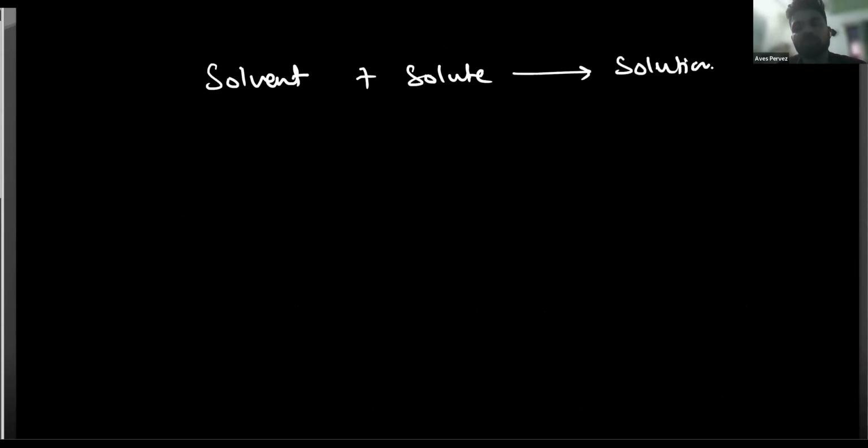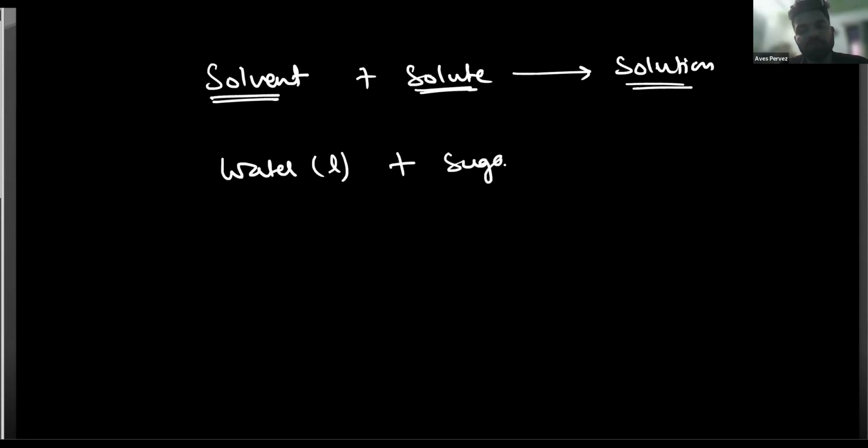Now moving to the next portion: solutions. When a solution is formed, there is always a solvent and always a solute. When they combine together, they form a solution. Here, water is a liquid, plus a solute, sugar, which is solid, and this forms a sugar solution. What is the solute and solvent in this one?